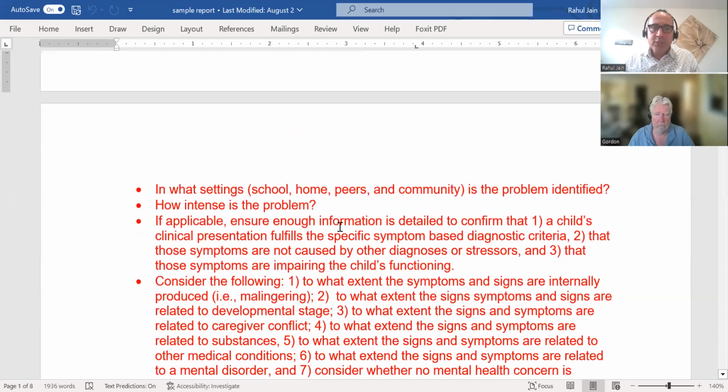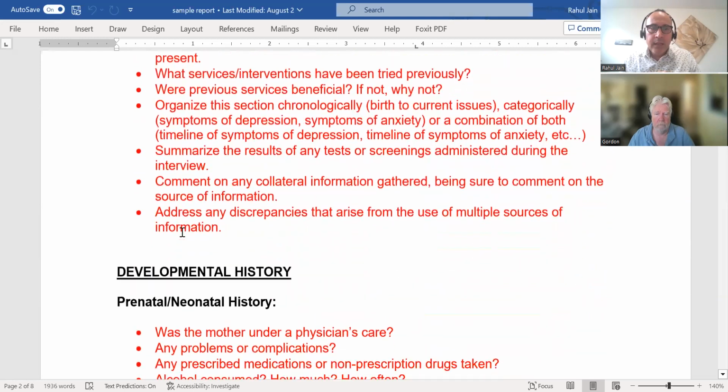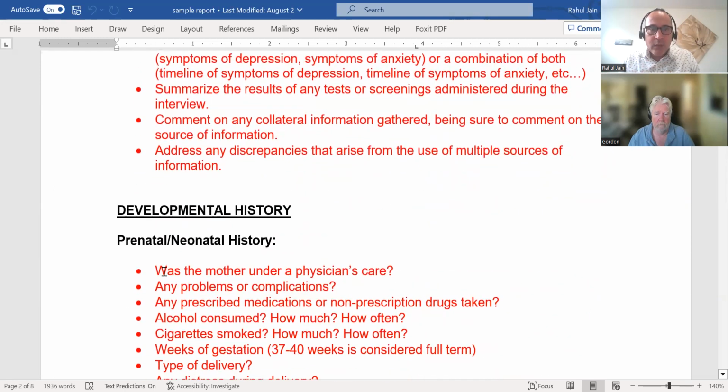So, and now there are so many. I'm not going into the details. And then developmental history, which is important if you have not captured that information previously, or then adult was referred to you, but you did not have that history. So it's important to understand the prenatal or neonatal history.